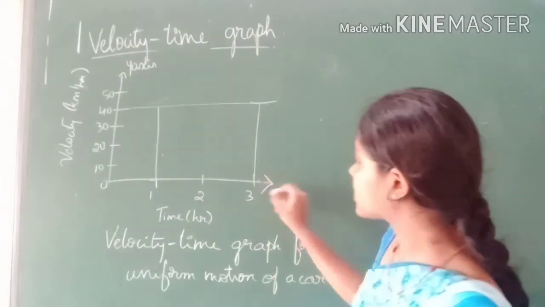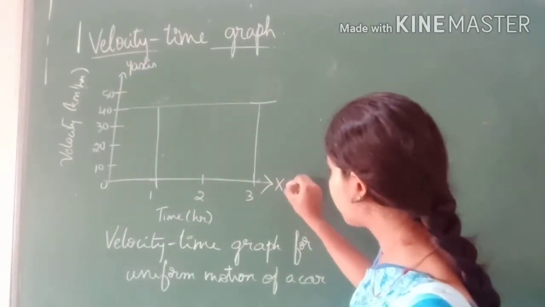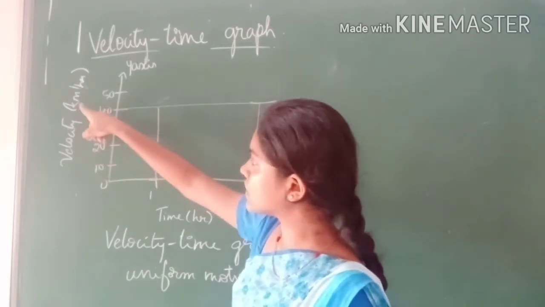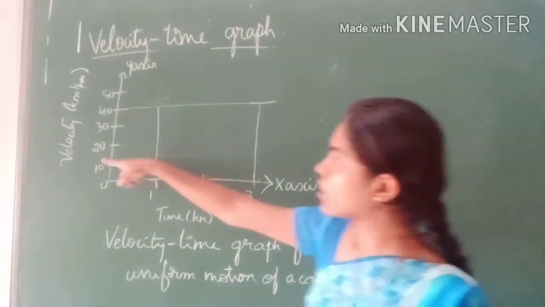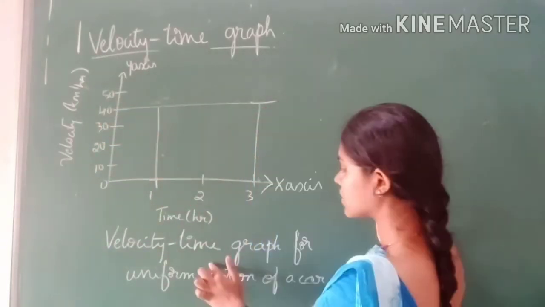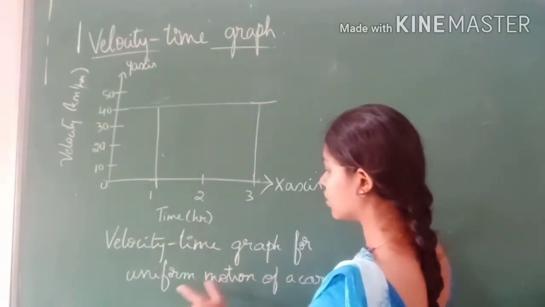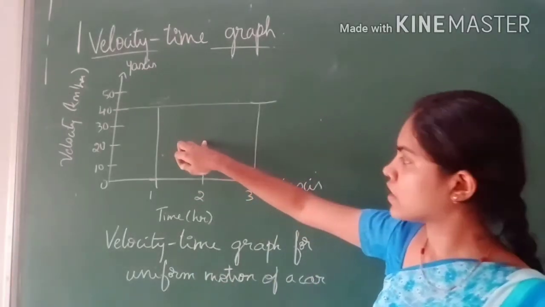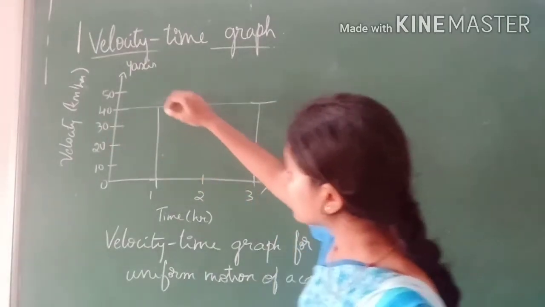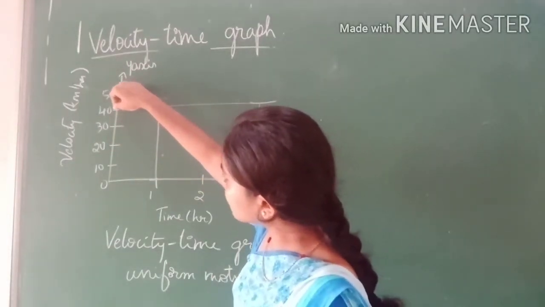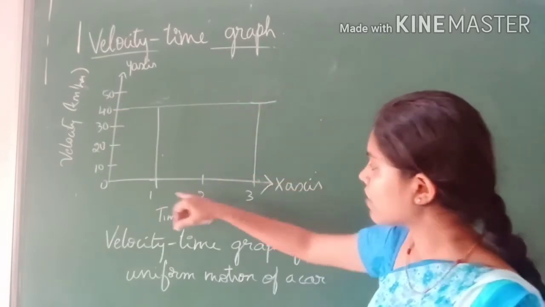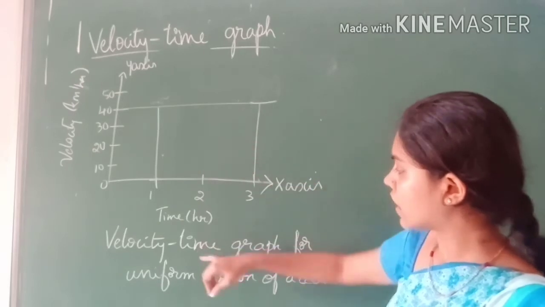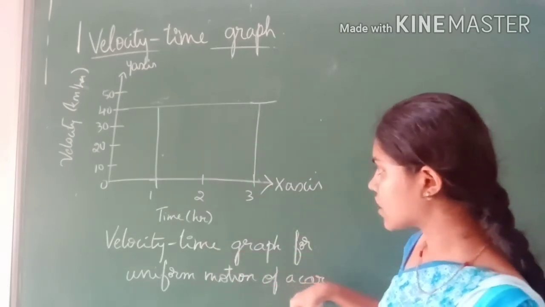Okay, this is a velocity time graph. Along x-axis I have taken time and along y-axis I have taken velocity. Time in hours and velocity in kilometer per hour. This is a velocity time graph for uniform motion of a car. Since the velocity is constant, see here, the time changes but the velocity remains the same. So this is the velocity time graph for the uniform motion of a car.